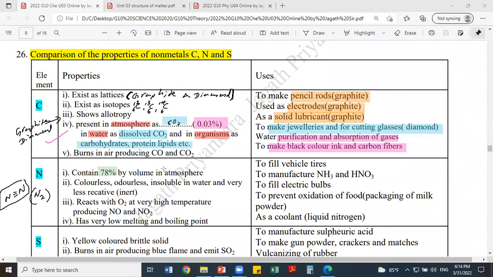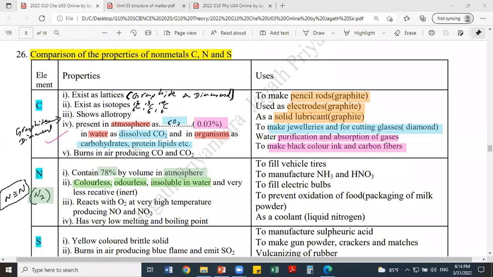So nitrogen is the same as carbon. Carbon is available in the atmosphere as CO2. Nitrogen is available in the atmosphere as N2. And the other important thing, even though it is the highest percentage in the atmosphere, it is colorless. Otherwise the atmosphere would be colored. It is odorless, so no smell. And it is insoluble in water. If you write very weakly soluble, that is accepted, and it is very less reactive.